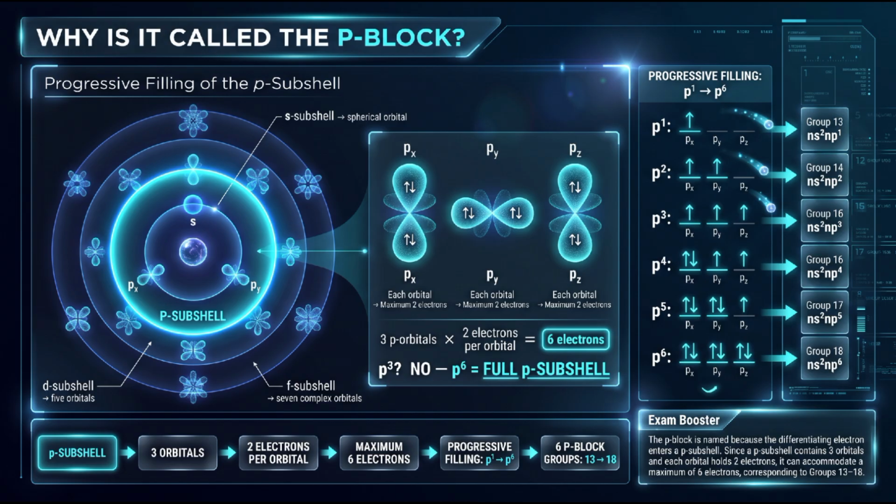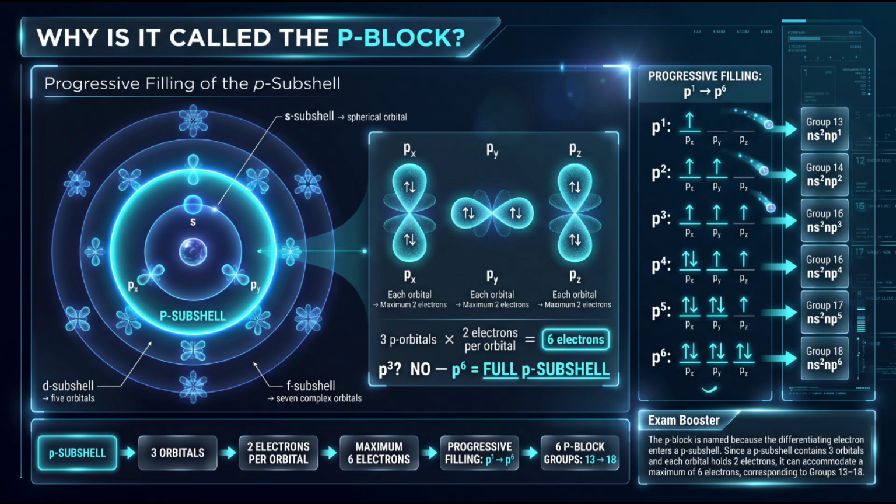The filling of the p subshell progresses from p1 to p6. In other words, p1 means that the p subshell contains 1 electron, p2 means it contains 2 electrons, p3 means 3 electrons, p4 means 4 electrons, p5 means 5 electrons, and p6 means 6 electrons. Each of these stages corresponds to one of the 6 p-block groups, from group 13 through group 18.